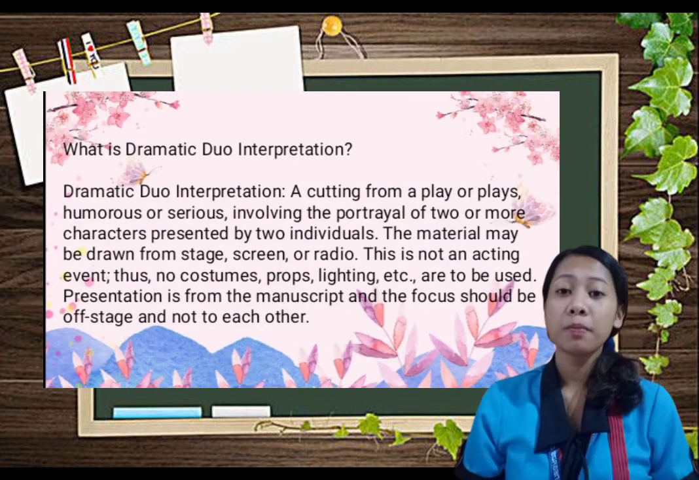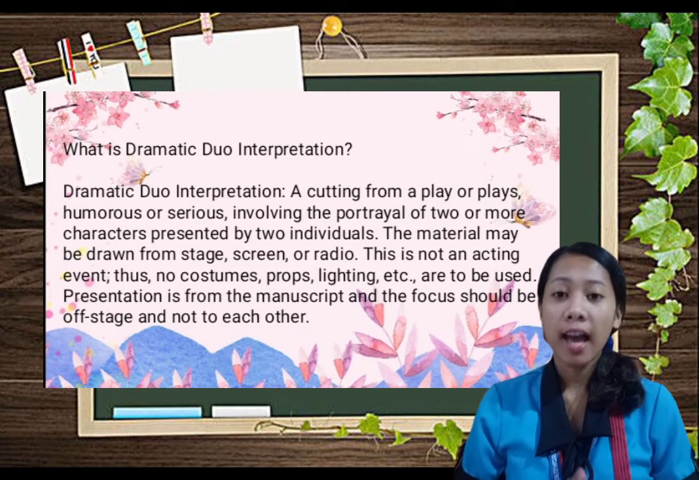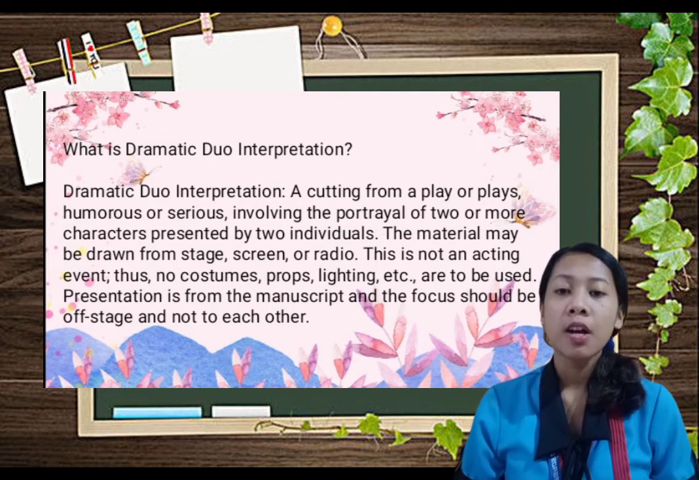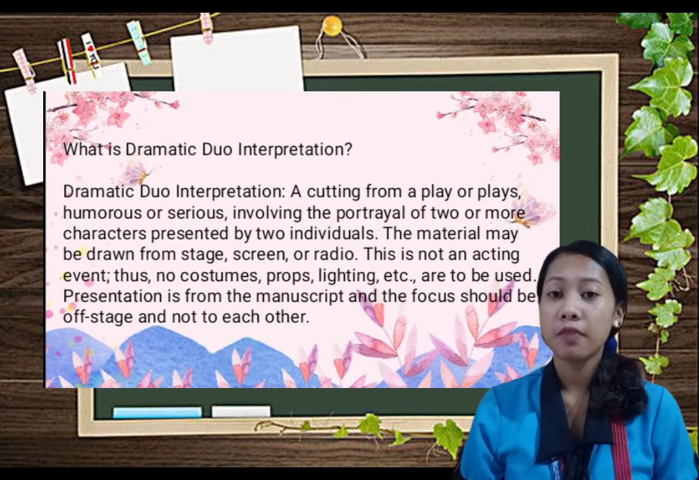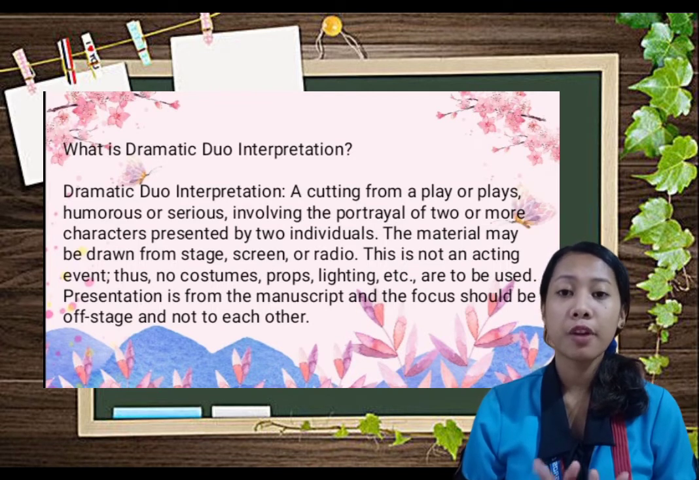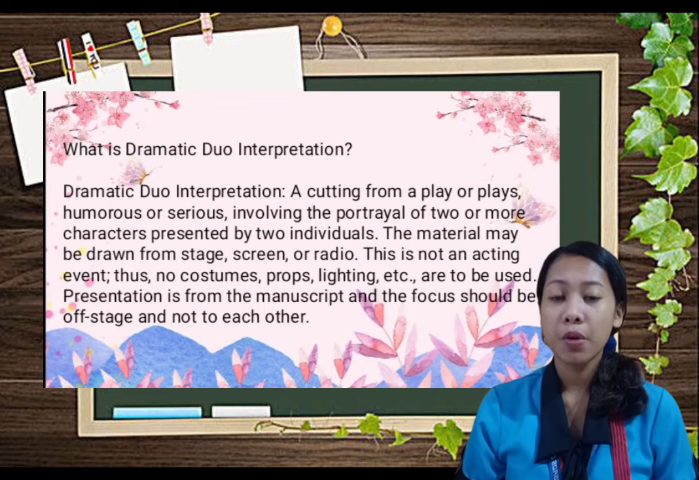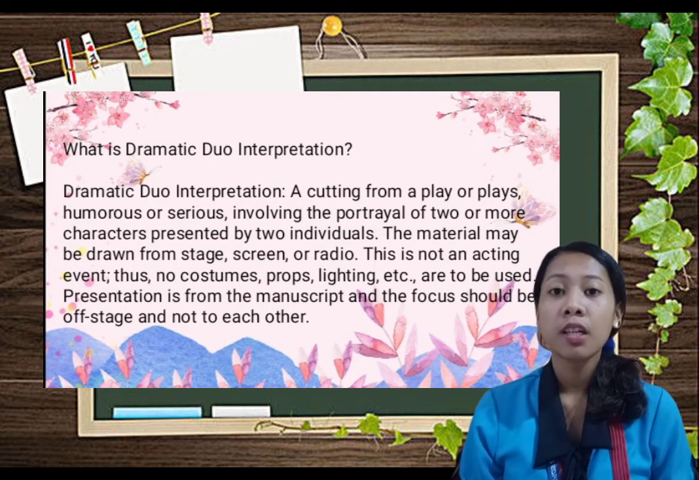Next, what is dramatic duo interpretation? Dramatic duo interpretation is a cutting from a play or plays, humorous or serious, involving the portrayal of two or more characters presented by two individuals. The materials may be drawn from stage, screen, or radio. This is not an acting event, thus no costumes, props, lighting, and the like are to be used. Presentation is from the manuscript and the focus should be off stage and not to each other.